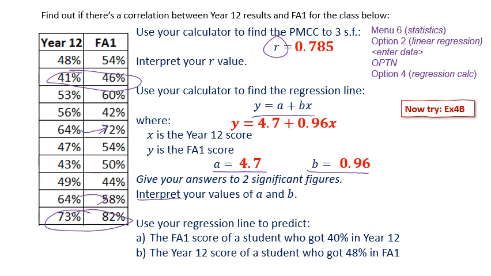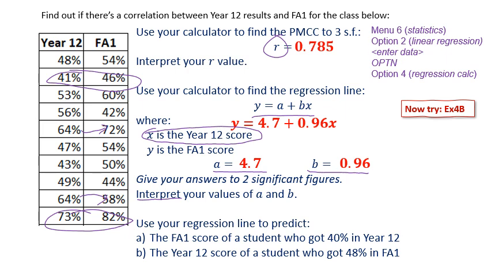So what do A and B mean in terms of Year 12 and FA1 scores? Well, A is the easiest value to interpret because A is the y-intercept, which means it's the value of y when x is 0. X is the Year 12 score. So really what we're saying is when the Year 12 score is 0, or rather if, because we don't have a value of 0 on our table, so it's extrapolation, but the mathematical model suggests that if the Year 12 score was 0, then the Year 13 score would be 4.7%.